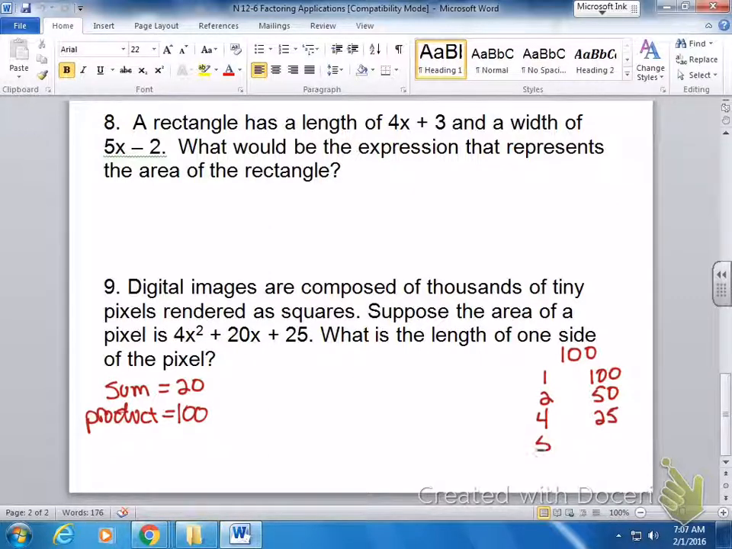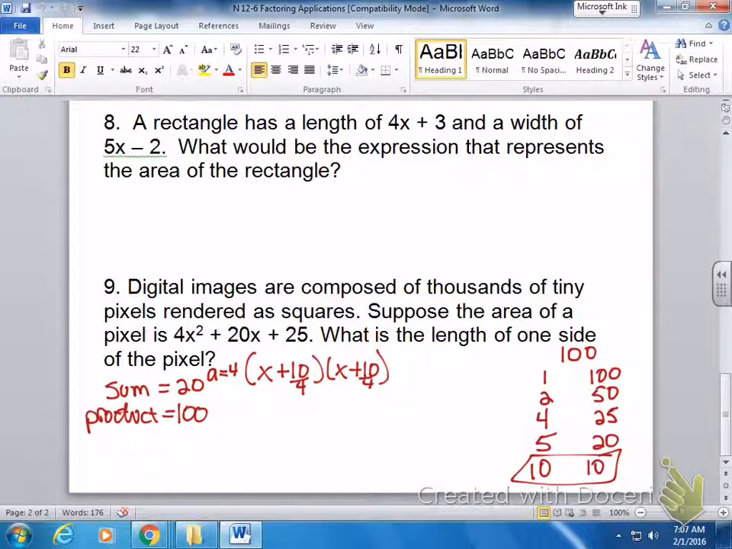And then I have 5 going 20 times, but again, that's not going to add up to give me 20. 6, 7, 8, and 9 don't go into 100, but 10 does 10 times. And when I see those, 10 plus 10 is 20, so there's my answer. So I'm going to break this up. I'm going to have x plus 10 and x plus 10. But I need to check my a value for my division, and it is 4. So I'm going to have to divide both my 10s by 4.